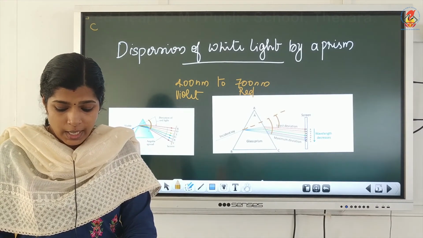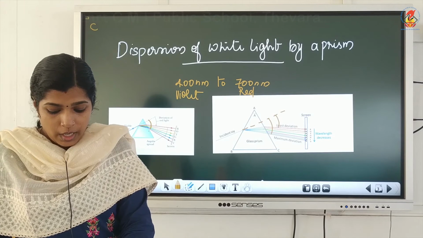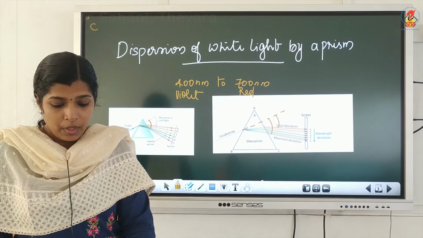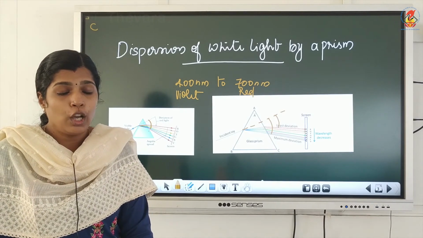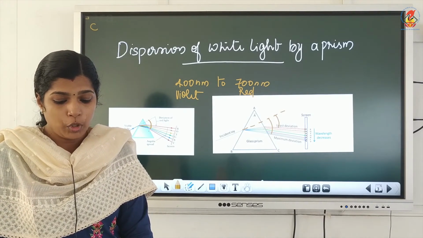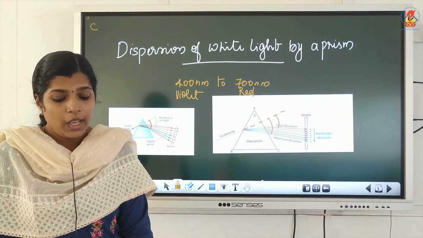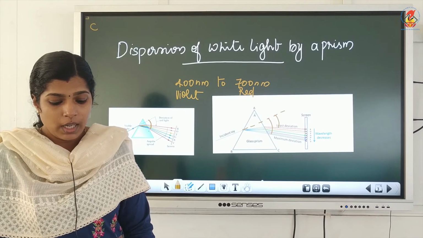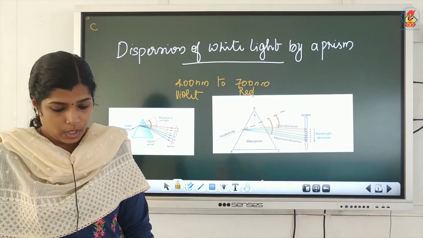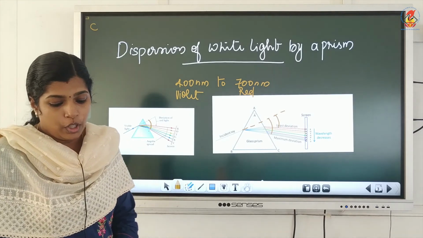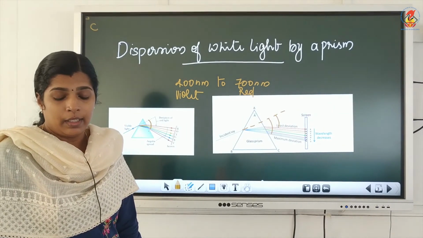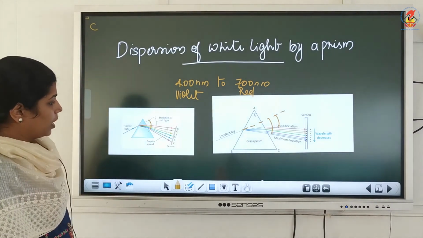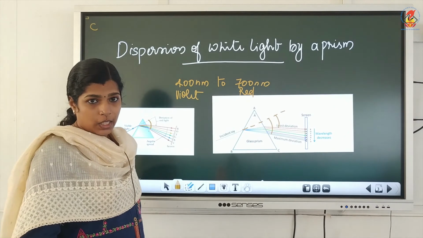Then he placed a second identical prism in an inverted position with respect to the first prism. This allowed all the colors of the spectrum to pass through the second prism. He found a beam of white light emerging from the other side of the second prism. This observation gave Newton the idea that sunlight is made up of 7 colors. That is known as recombination of white light.